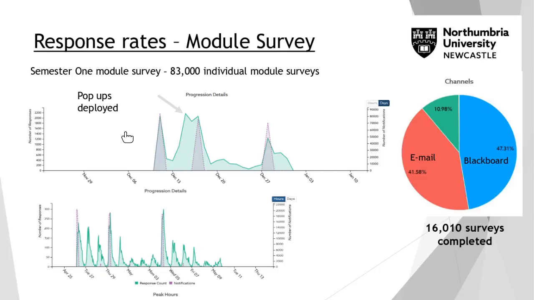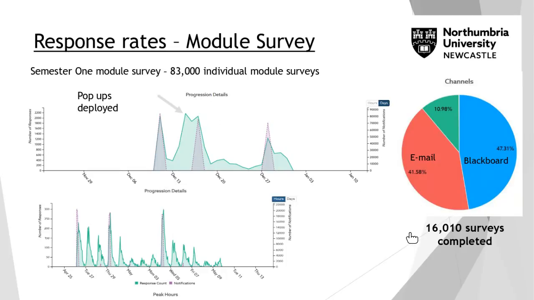First slide is about response rates for our semester 1 module survey this year. We delivered 83,000 individual module surveys, so each student would complete around 3 or 4 surveys each. And you can see the point I've highlighted on the graph here is when we actually deployed the pop-ups. It was around December the 15th, and we can see that green spike in response rates had a very positive and instant impact on response rates.